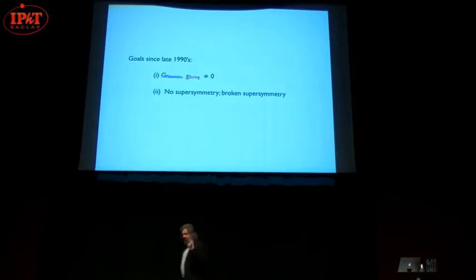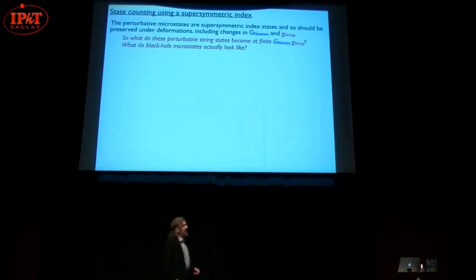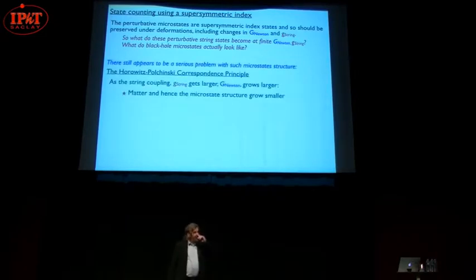Okay, so the goal since the 1990s, that was 1996, has been to fix this. In particular, first of all, turn on Newton constant, turn on G string, so that the thing actually looks like a black hole, and then ultimately get beyond supersymmetric things. So the thing I want to get to now is really what happens when you start moving away in the first direction. We believe that when you turn on the G Newton, because they're supersymmetric microstates, they should somehow be preserved in some form or other. So the first question is, what do these things look like? What do they become when you turn on G Newton, G string?